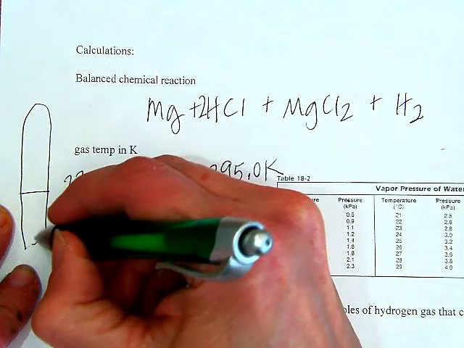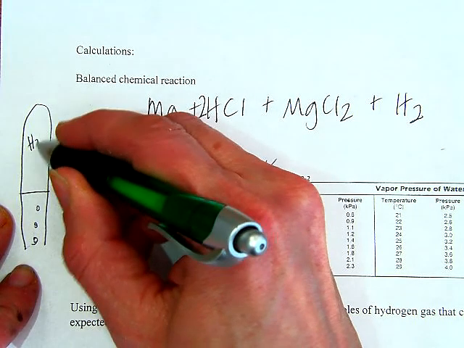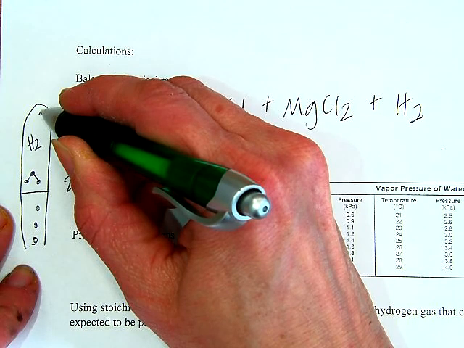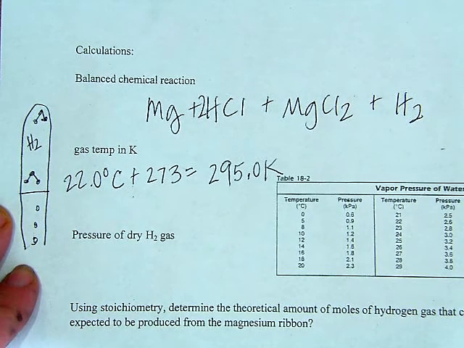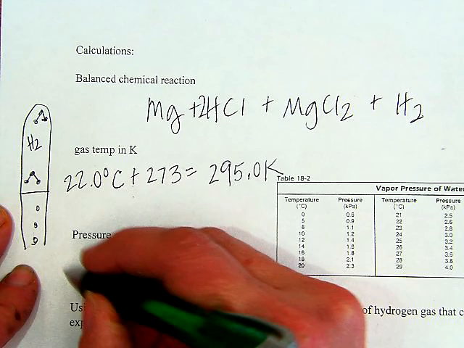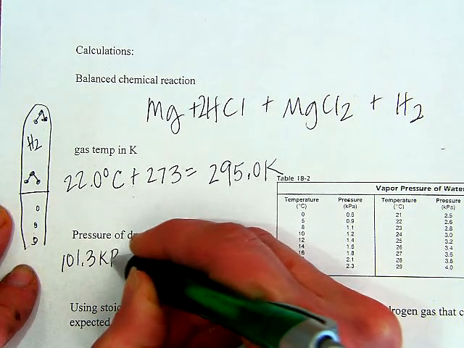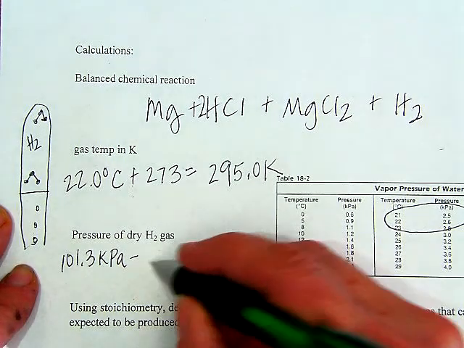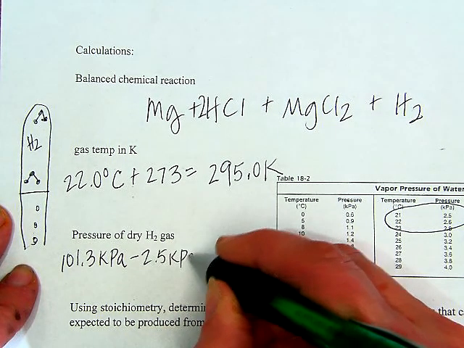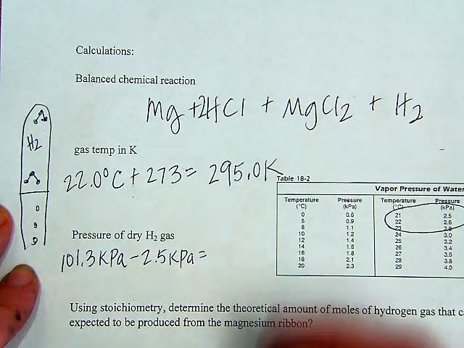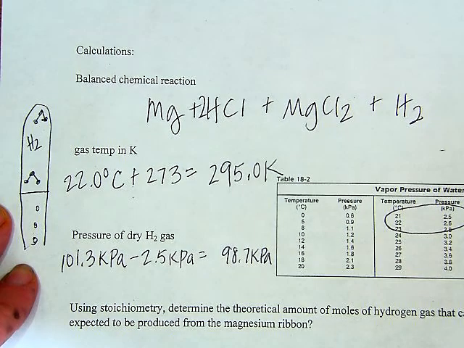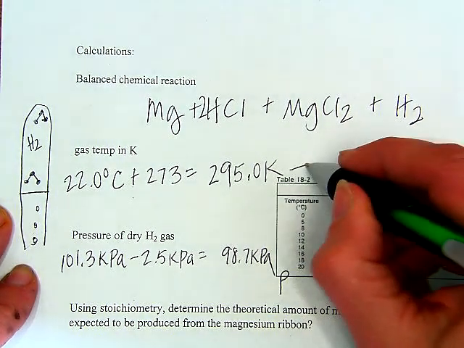The pressure of the dry gas: if you recall, the gas was collected over water. So not only is there hydrogen up here, but there are also small water molecules. And Dalton's law of partial pressure says that we need to subtract out that water vapor pressure. The pressure of the room that day was 101.3 kPa. According to the temperature of my water, I am going to subtract out 2.5 to get a dry pressure of 98.7 kPa. So that will be the pressure of our gas. That is the temperature of our gas.